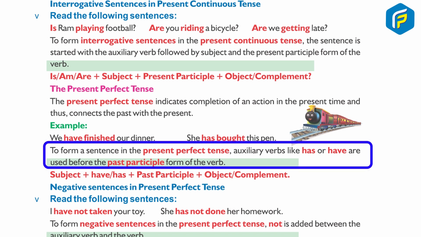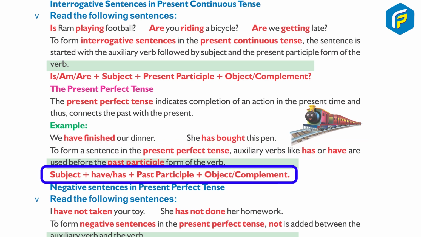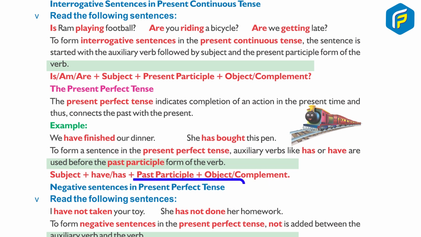To form a sentence in the present perfect tense, auxiliary verbs like has or have are used before the past participle form of the verb. Subject plus have/has plus past participle plus object complement. Negative sentences in present perfect tense.